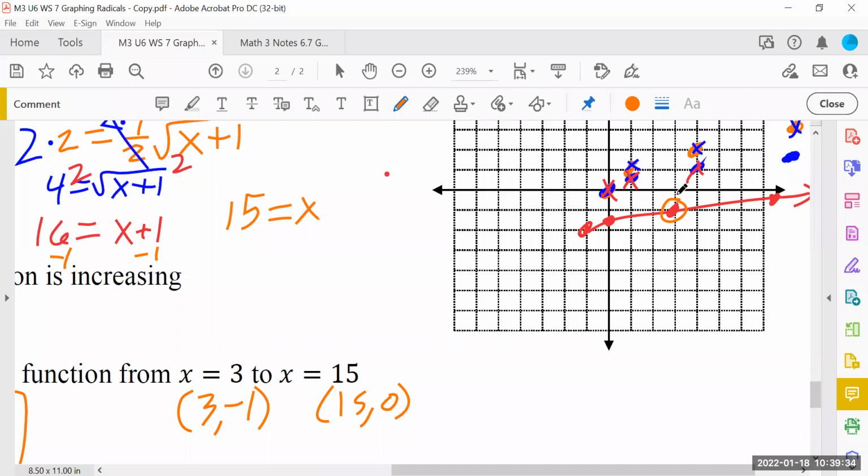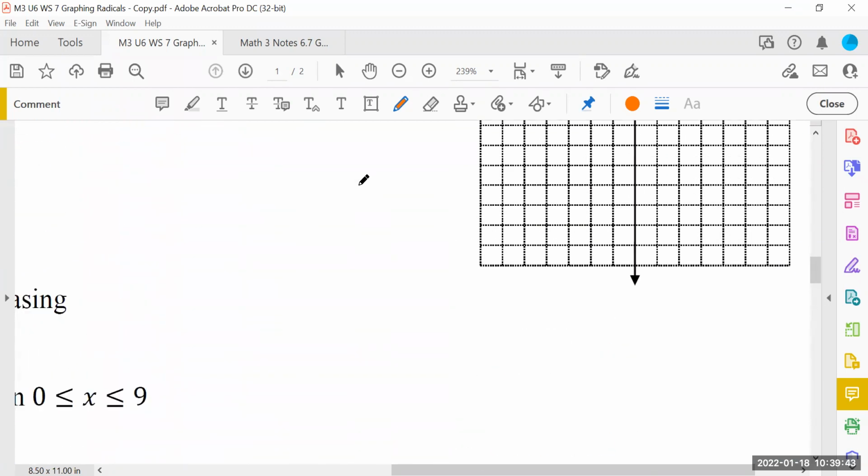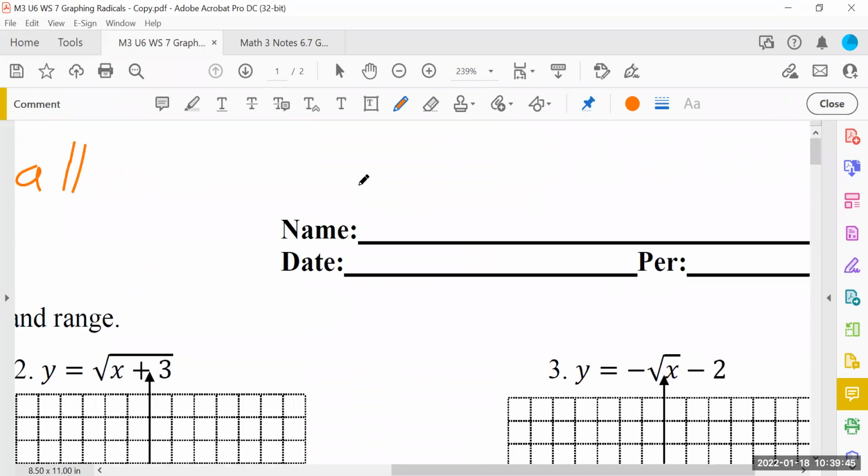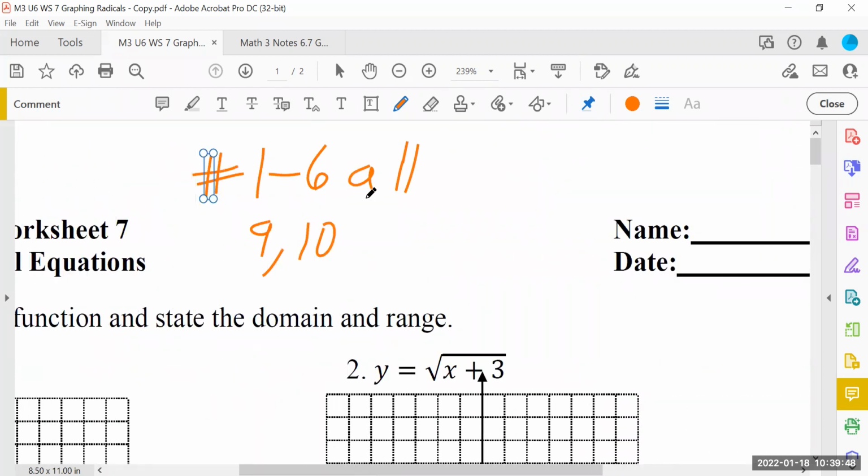You guys, you have like 15 minutes here to get a good chunk of the homework done. So go ahead and get started. Again, 1 through 6 all, 9 and 10. 9's probably the longest. The others should be pretty quick.